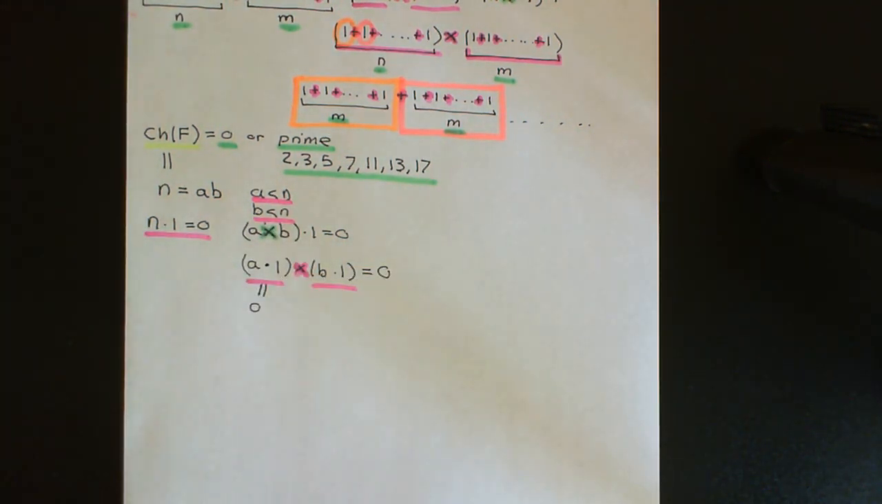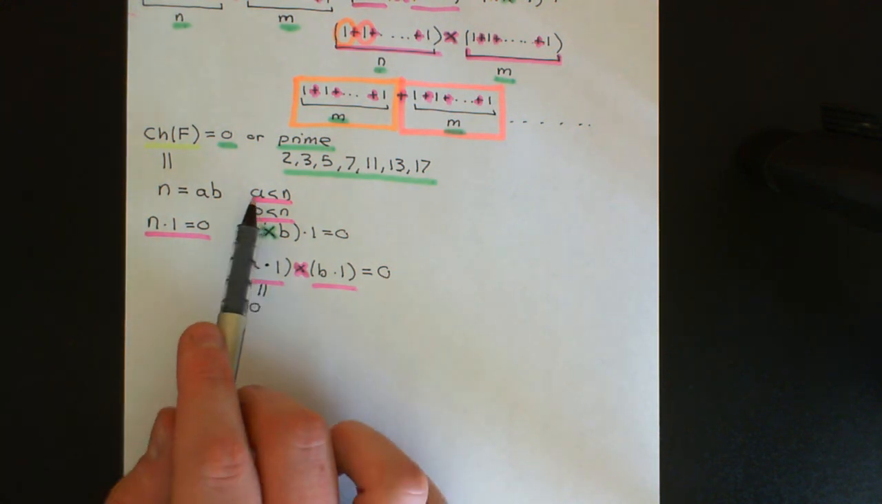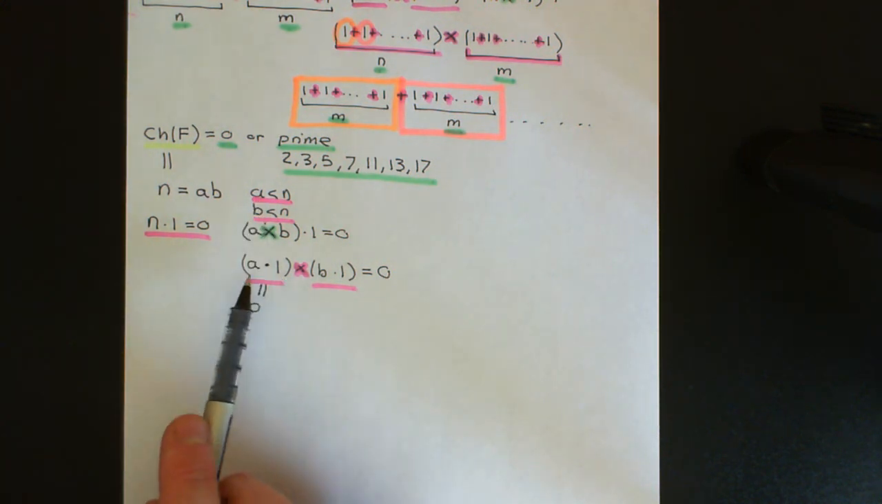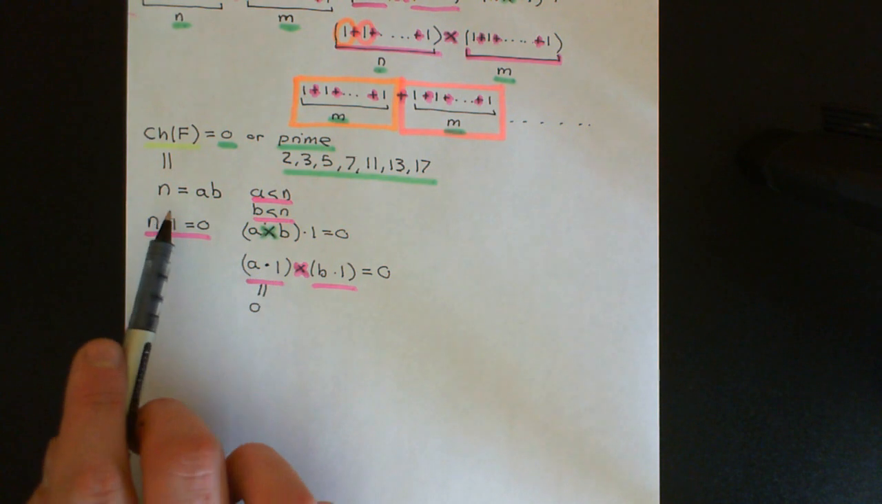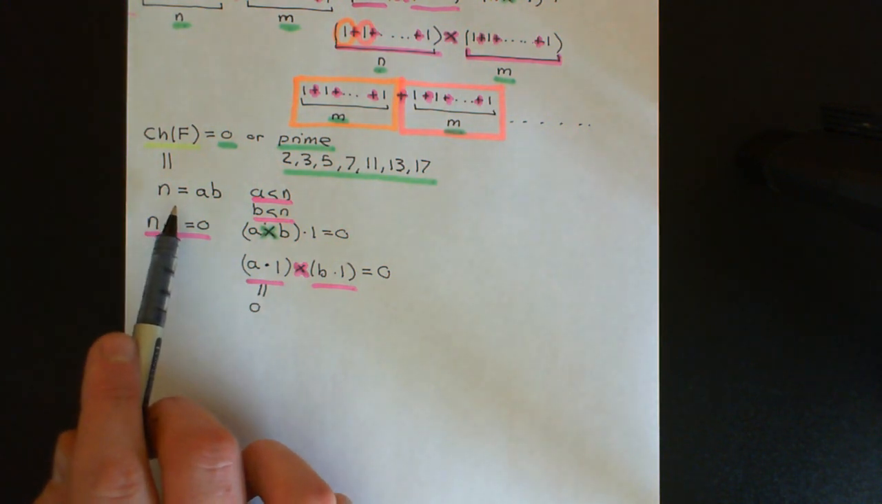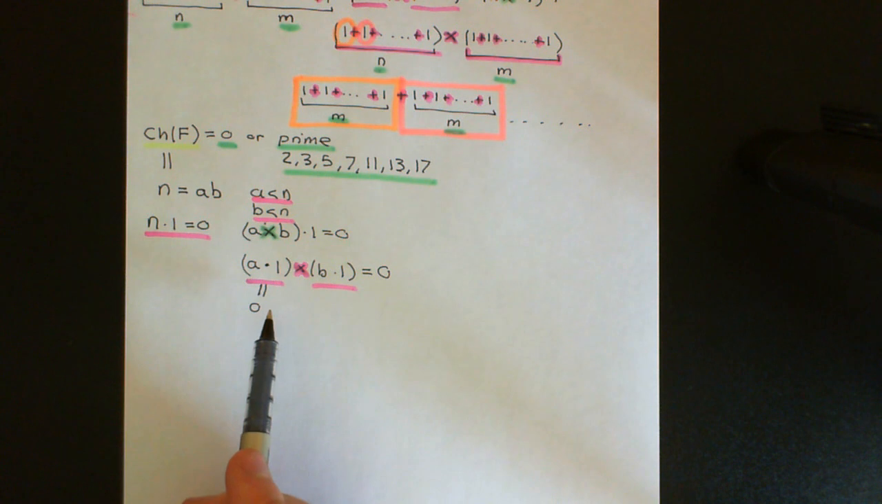So what I can now say is that I have found you some smaller natural number such that if you add 1 to itself that many times in the field, you get 0. That contradicts n being the characteristic of the field, because the characteristic of the field is the smallest natural number such that if you add 1 to itself that number of times in the field, you get 0. It's the first time you get 0, basically. But here is that contradiction.